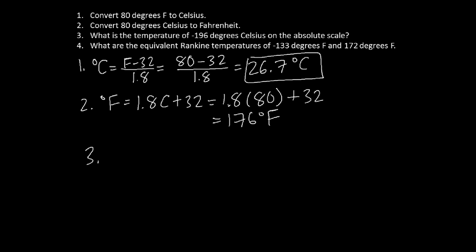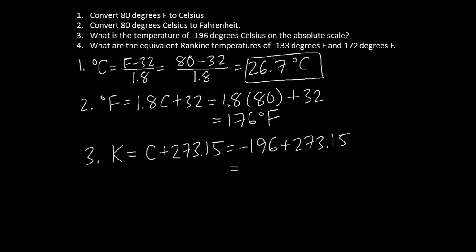So number 3, what is the temperature of negative 196 degrees Celsius on the absolute scale? So we're going to use our formula again for the Kelvin. Kelvin is equal to Celsius plus 273.15. So Celsius in here is negative 196 plus 273.15, and this is equal to 77.15 Kelvin.